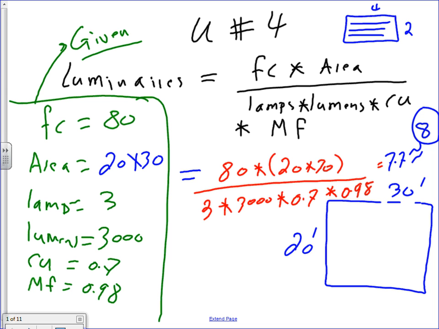Before I go ahead and move on, everybody understand the foot candle given. I want to maintain an average foot candle of 80. The area is 20 by 30. There are 3 lamps in a fixture, each lamp gives 300 lumens, and the coefficient of utilization is 0.7. And the maintenance is really great. Maintenance factor is 0.98. They maintain these equipment and clean them and service them and so forth.